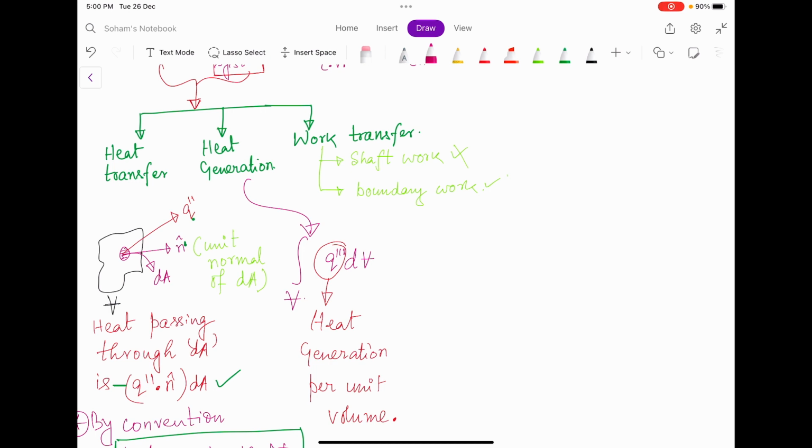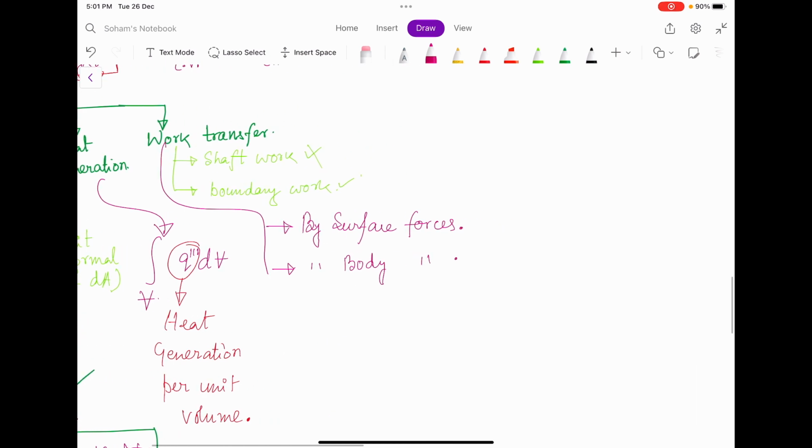So generally in case of continuum, this work transfer will be by surface forces, by body forces, right? Okay, so now the surface forces. Surface force is denoted by something called a traction vector. So traction vector means what?